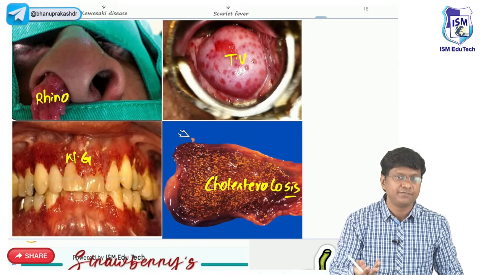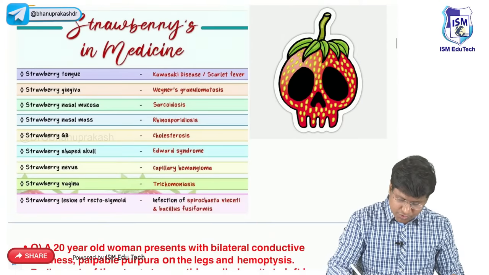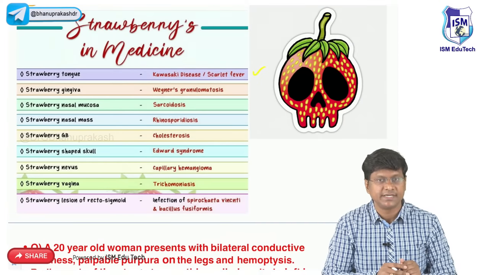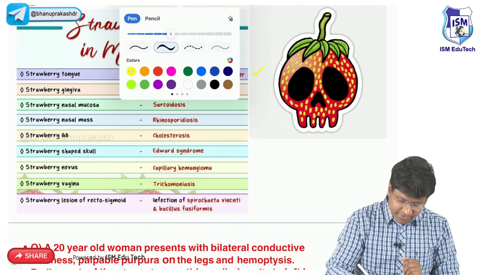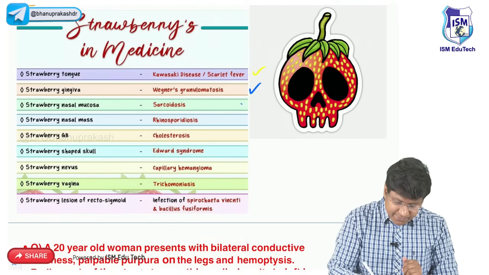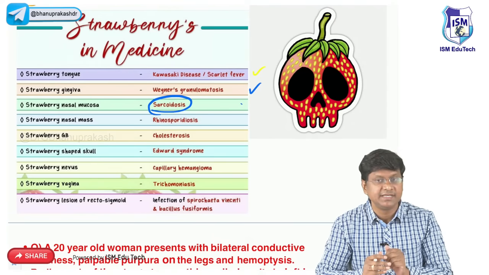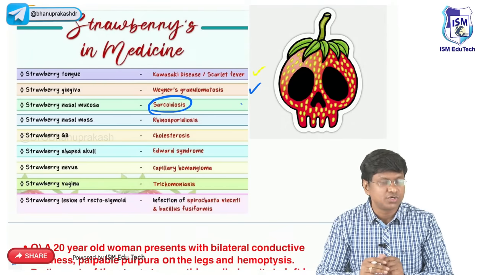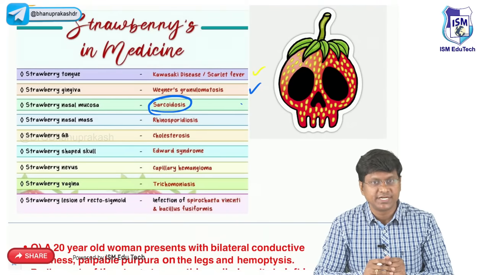And apart from that, we have a few more strawberries. What are all those? Strawberry tongue, we have discussed, that is Kawasaki as well as scarlet fever. Then strawberry gingiva, I have told you, that is Wegener's. Strawberry nasal mucosa, right? This is an add-on point that is seen in patients with sarcoidosis. Strawberry nose, we have discussed, that is rhinosporidiosis. Strawberry gallbladder, cholesterolosis, that also we have discussed.